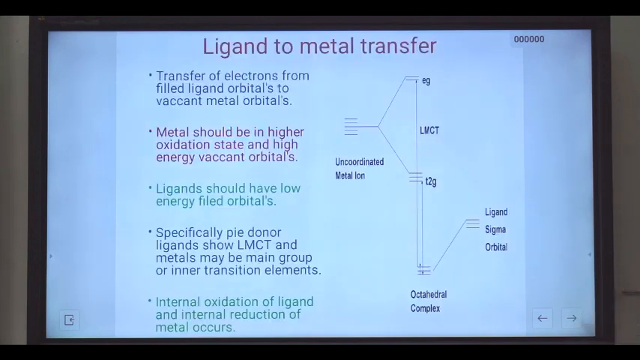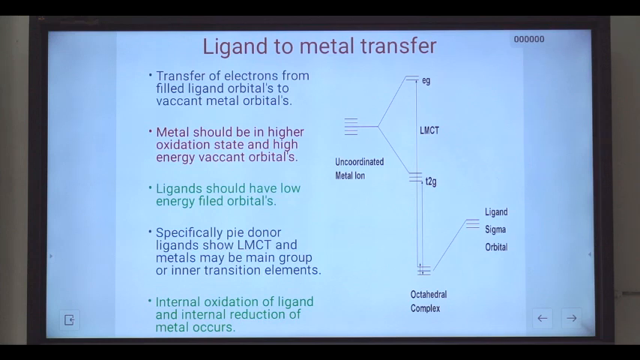So the first transition is the ligand to metal charge transfer. Here the transfer of electrons is from the filled ligand orbital to the vacant metal orbital. From where will the transition take place? From the ligand, up to the metal. So the metal should be vacant and the ligand should be filled. Then the metal should be in a higher oxidation state with a high energy vacant orbital. These are the conditions through which ligand to metal charge transfer can take place.